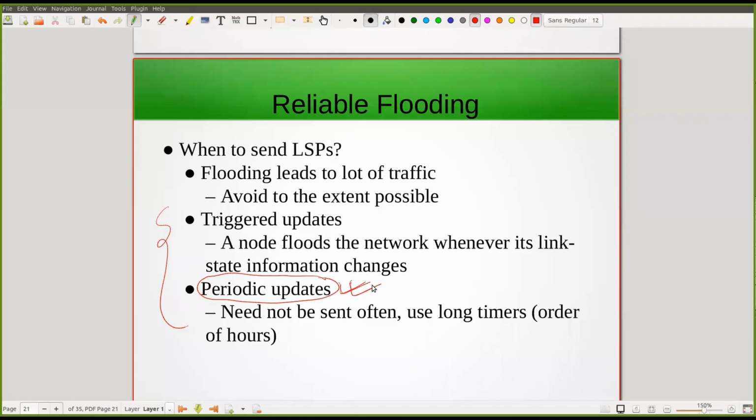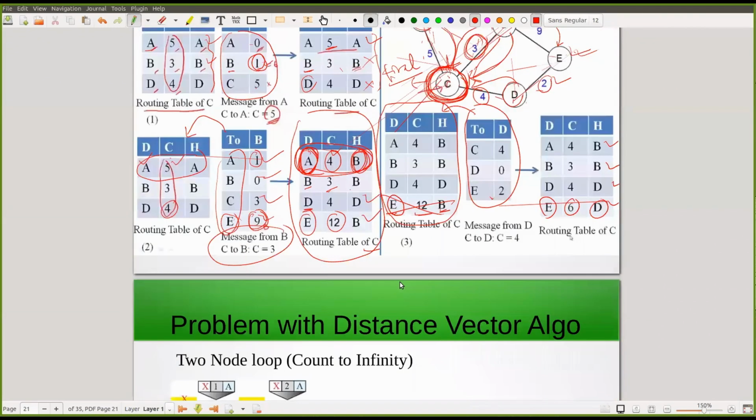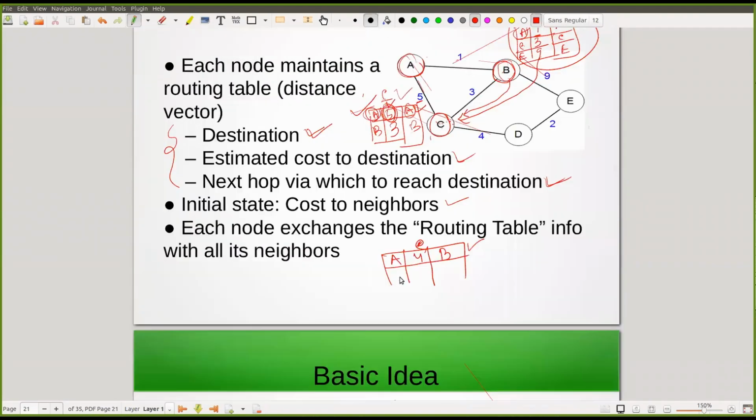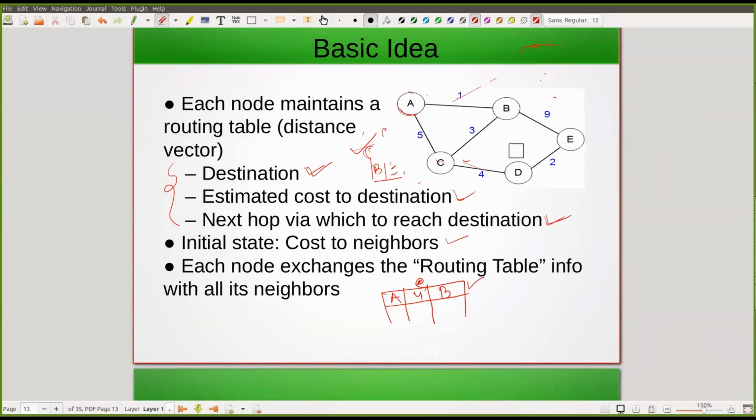But another kind of update is called a triggered update. What is a triggered update? Let's look into this diagram. Let's say there is a cost of going from C to A. The cost of going from C to A via B is the lowest at this point of time. That is what C has learned.